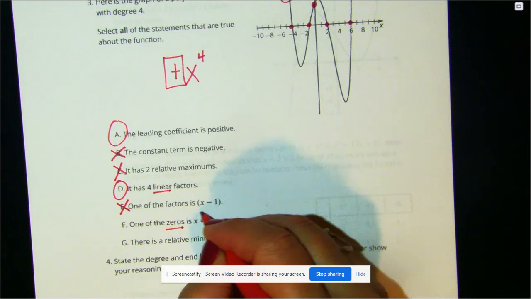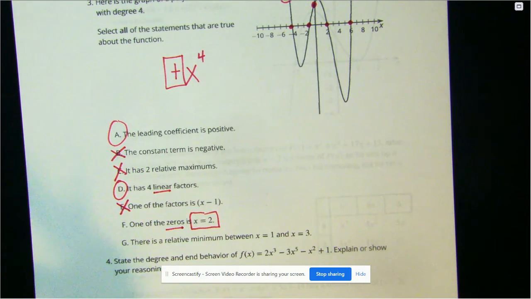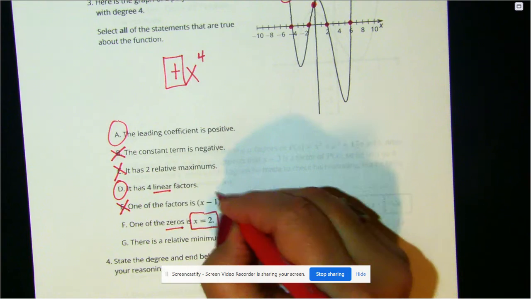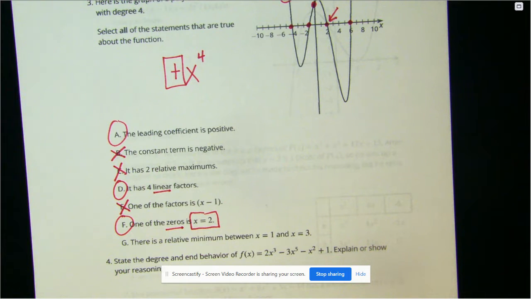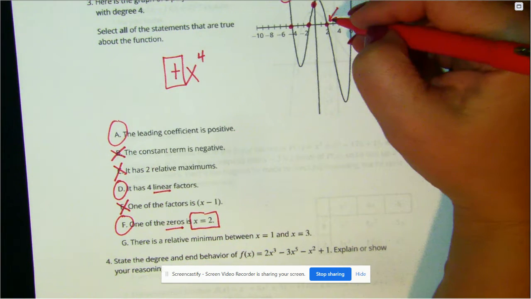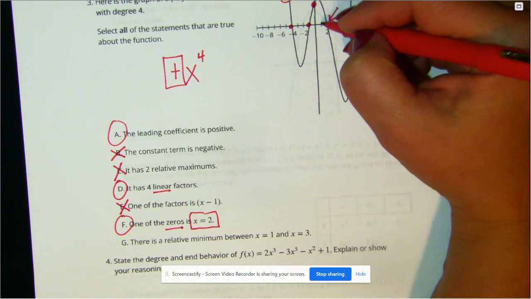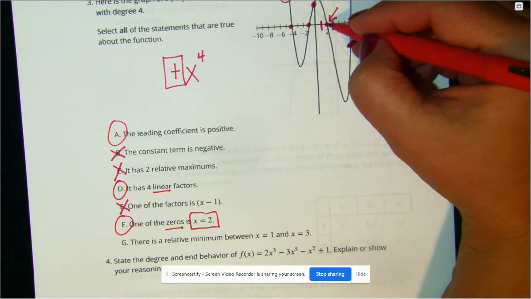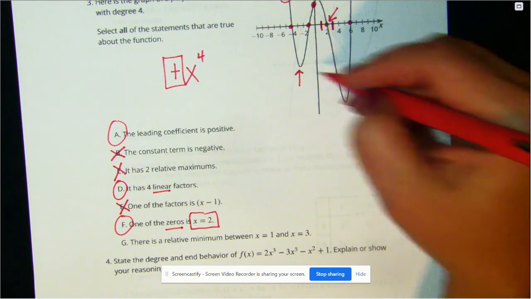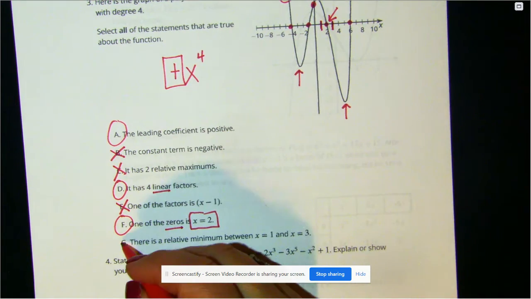Now, if they flat out say what it equals, you don't have to switch the sign. It's not written in factored form. Is it touching at 2? Yes, that's one of the zeros. Why is it called a zero? Because it would turn the equation into a zero. And then letter G, there is a relative min between 1 and 3. Here's 3, here's 1. Is there a relative min between those? No, the relative min is right there and right there. No.